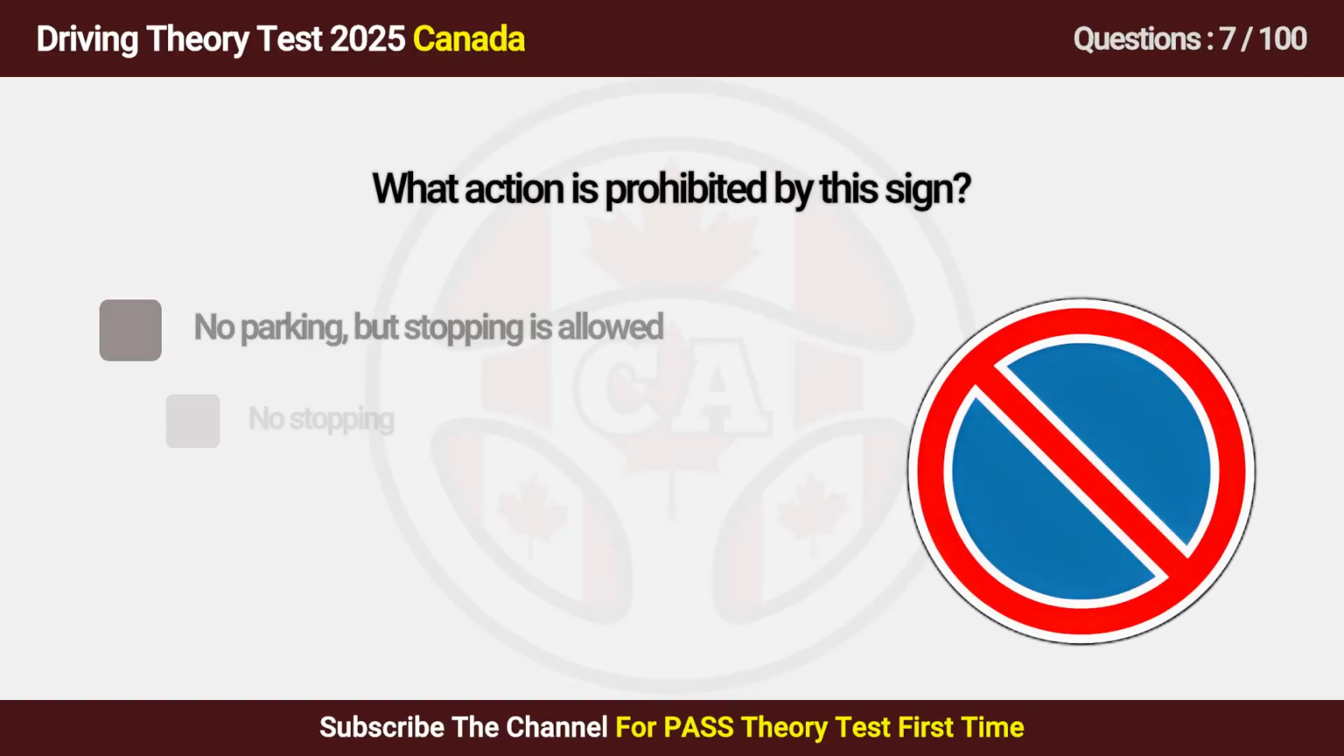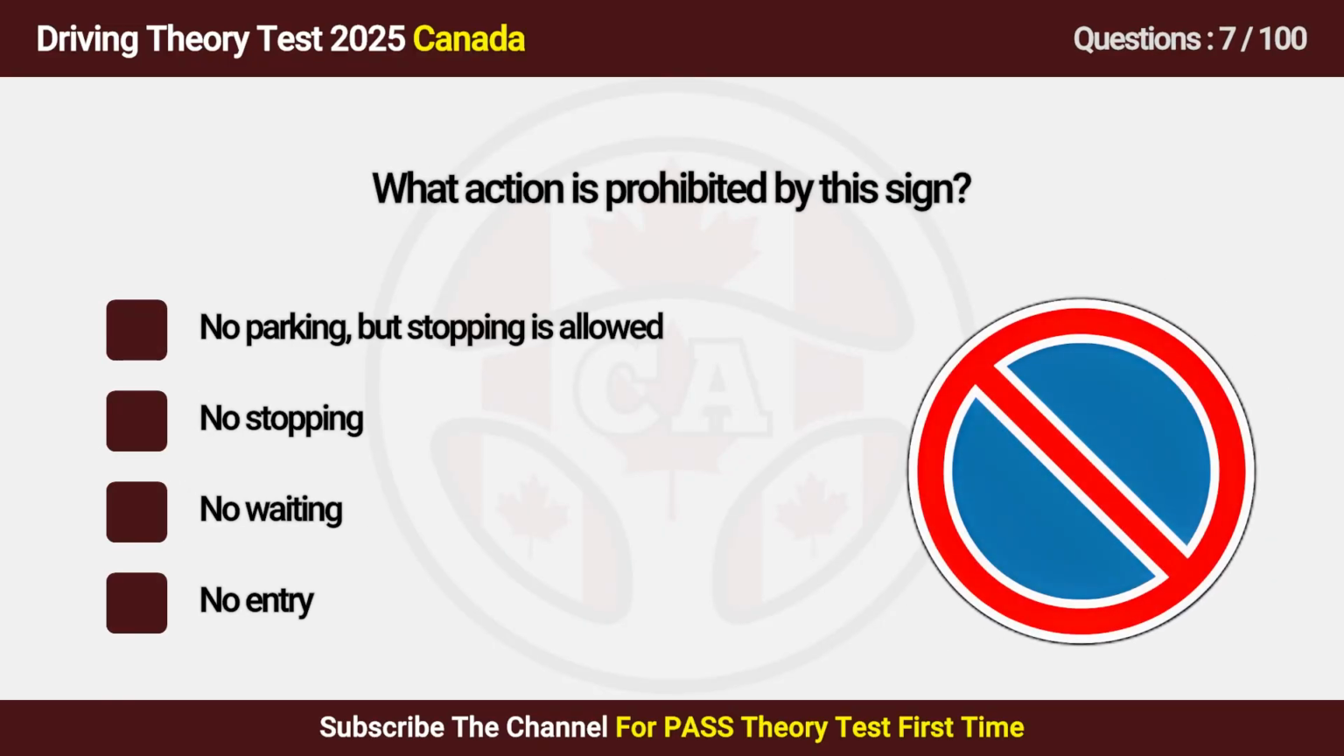Question 7. What action is prohibited by this sign? A. No parking but stopping is allowed. B. No stopping. C. No waiting. D. No entry.